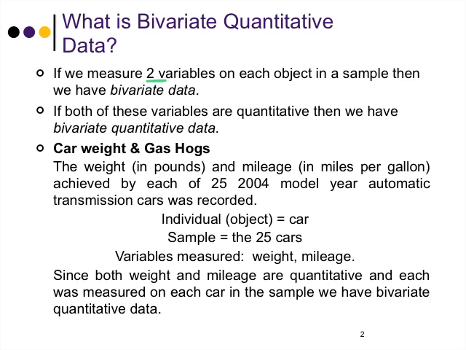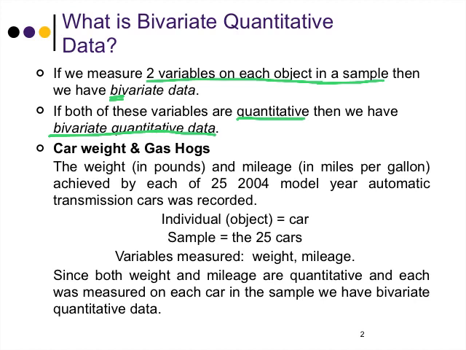So of course, if we measure two variables on each object in a sample, then we have bivariate data. Bi is for two. If both of these variables are quantitative, then we have bivariate quantitative data. We could think of another example where we look at the weight of a car and how much mileage it gets, namely miles per gallon.